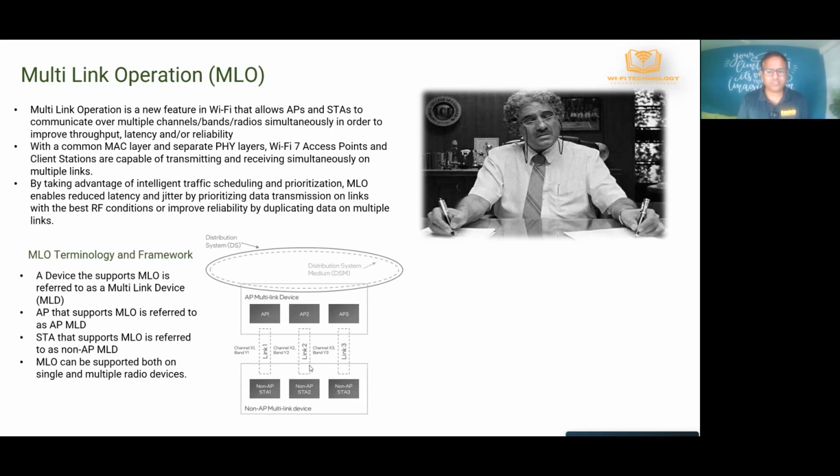Some terminology that you will hear when you refer to MLO is the MLD, which is nothing but a device that supports multi-link operation. If an access point supports multi-link operation, it's called an MLD, or a multi-link device. Under MLD, you have an AP MLD, which is an access point that supports multi-link operation. And you'll also have a non-AP MLD, which is nothing but a station. A station is a non-AP, it's not an access point, but it supports MLO. It's a multi-link device. So you have AP MLD and non-AP MLD as the terms that you need to know.